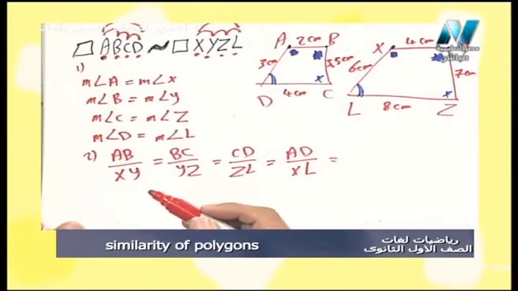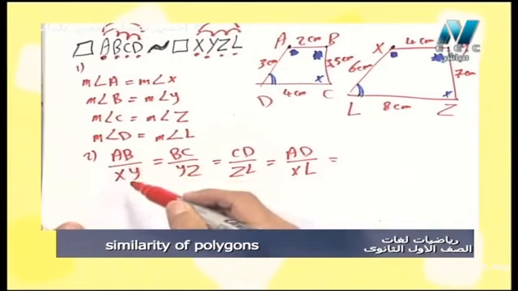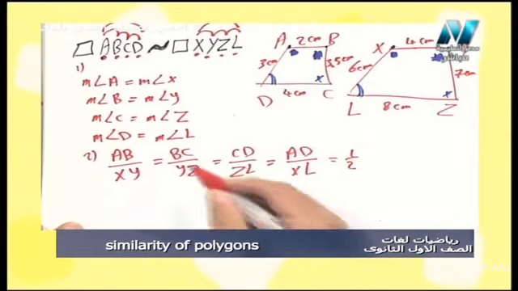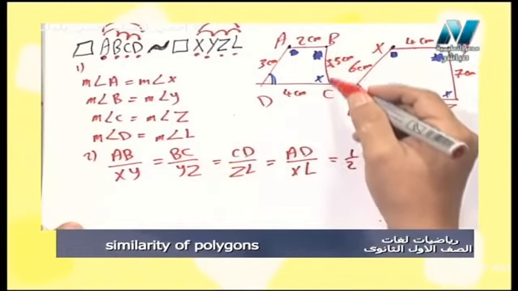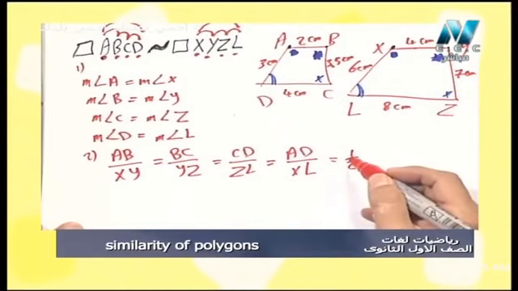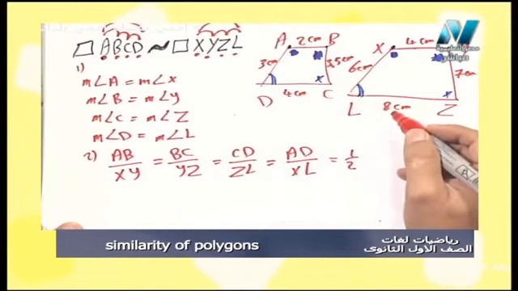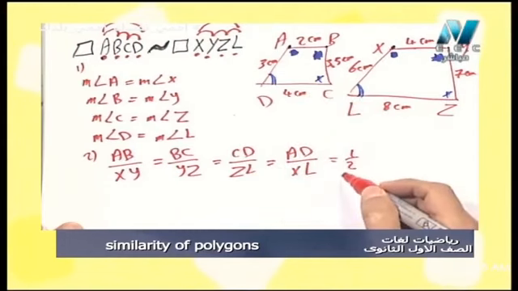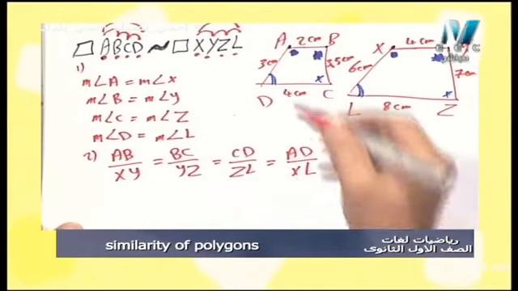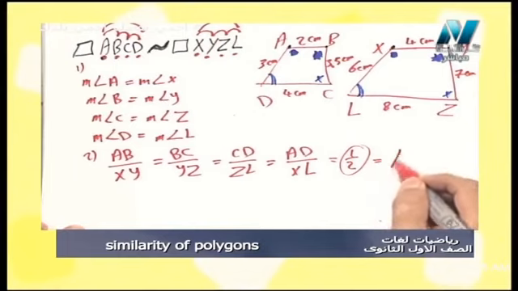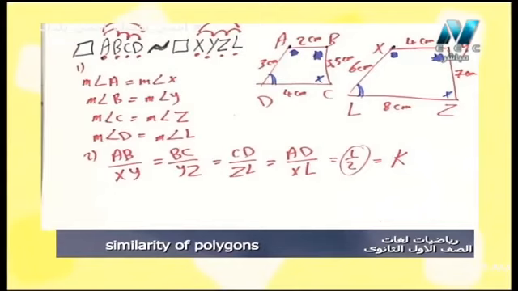If we calculate AB over XY here, 2 over 4 equals half, and BC over YZ, 3.5 over 7, equals half also, and CD over ZL, 4 over 8, equals half also, and finally AD over XL equals 3 over 6, so it's half. And we call half by the symbol K. What is the K? We call it the similarity factor.